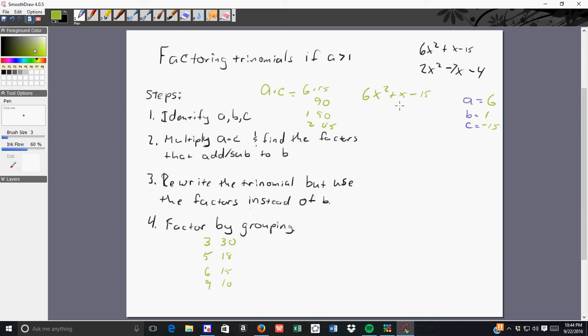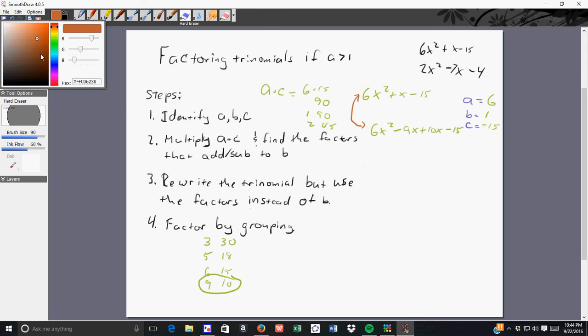Alright, so I need to get to 1. So I'm going to use 9 and 10. So once again, I'm going to write 6x squared. I need a positive 1, so I'm going to say minus 9x plus 10x minus 15. And you'll notice that once again, -9x plus 10x is 1x. So these two are still the same. They're still equivalent. Alright, now I'm going to factor by grouping.